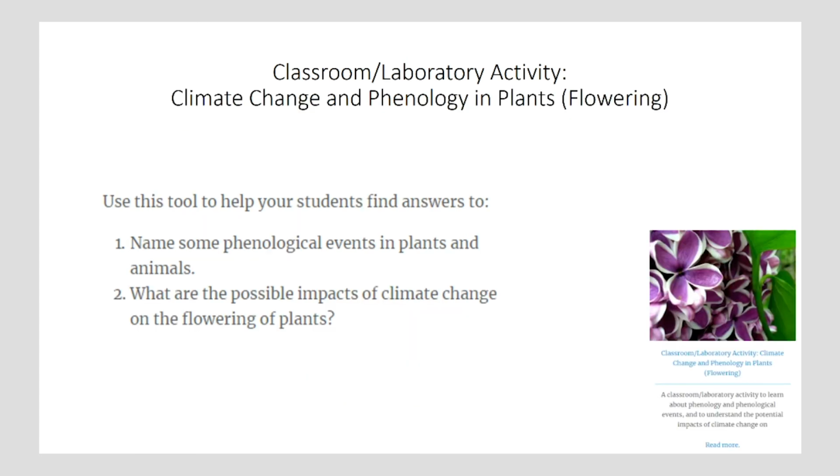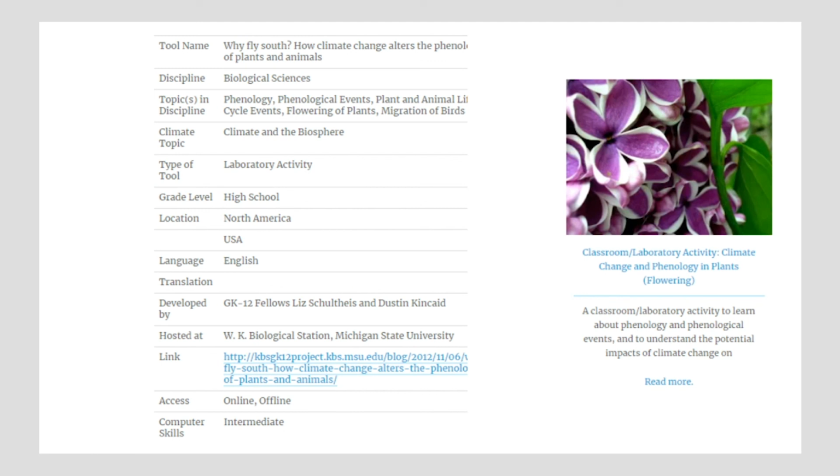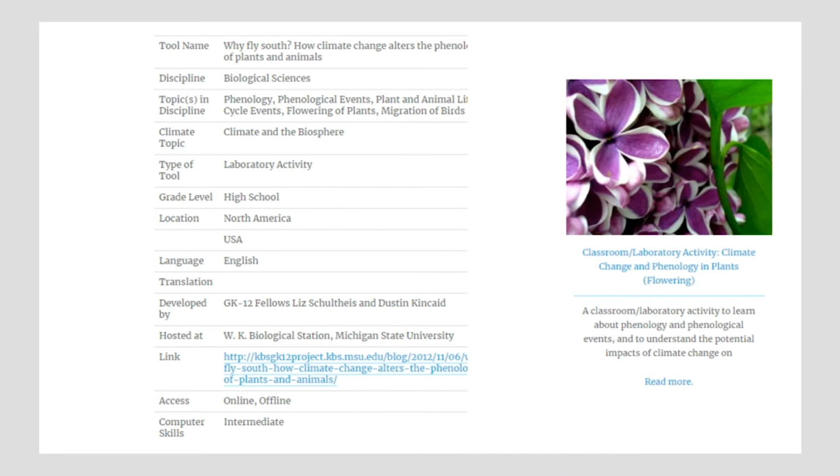You can use this tool to help your students find answers to questions such as: what are some phenological events in plants and animals? What are the possible impacts of climate change on the flowering of plants? So, if you are a teacher of the biological sciences and you are teaching topics such as phenology, phenological events, plant and animal life cycle events, flowering of plants, or migration of birds, you may choose to use this interactive, engaging lab activity for teaching these topics while integrating climate understanding amongst your students.